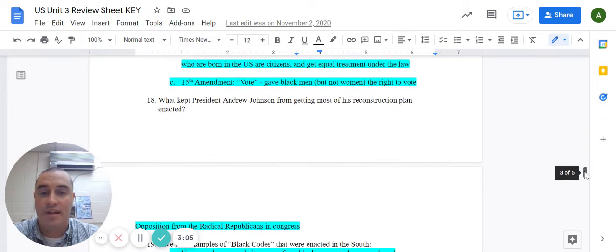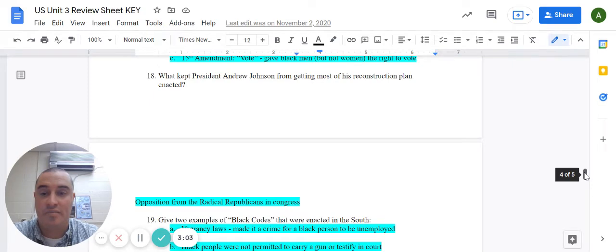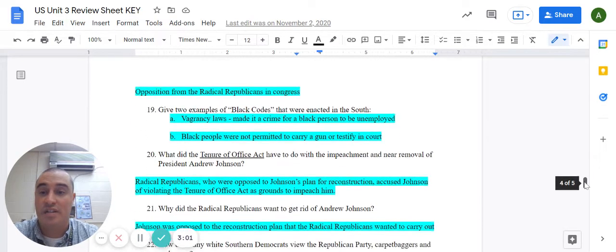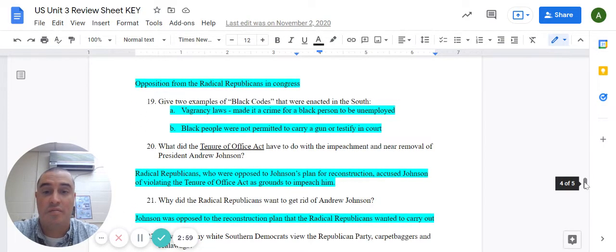18, what kept President Andrew Johnson from getting most of his Reconstruction plan enacted? So President Johnson faced strong opposition from the radical Republicans in Congress. He eventually gets impeached and kind of loses his political power.